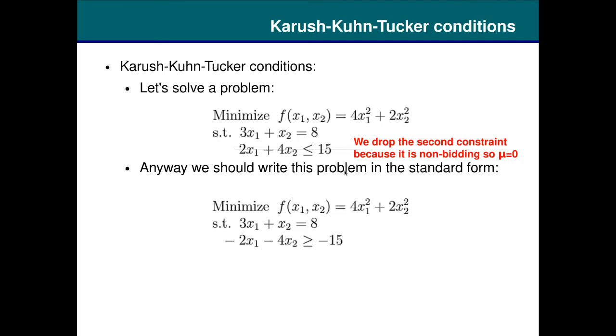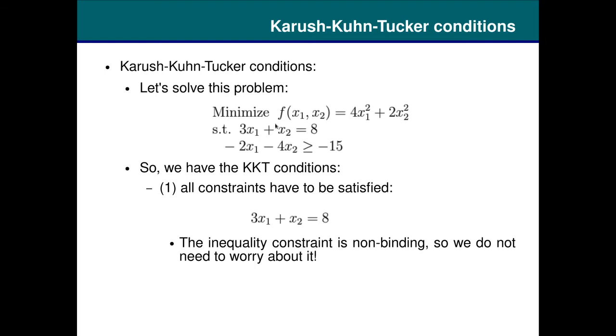To solve my problem, what will I have? I have to write it in my standard form. The standard form requires greater than or equal. So I will multiply this constraint by -1 and have this. It's a minimization problem having inequality and equality constraints, with the inequality in the form of greater than or equal. That's good. Again, having my problem, I'm going to apply my first Karush-Kuhn-Tucker condition.